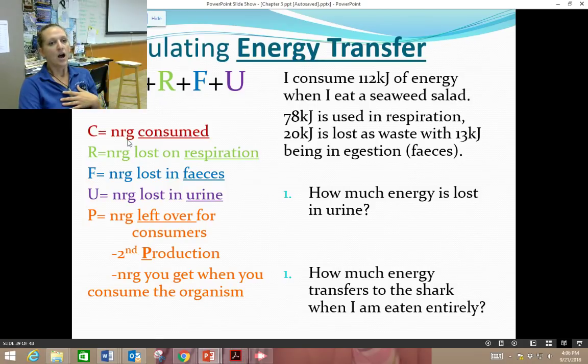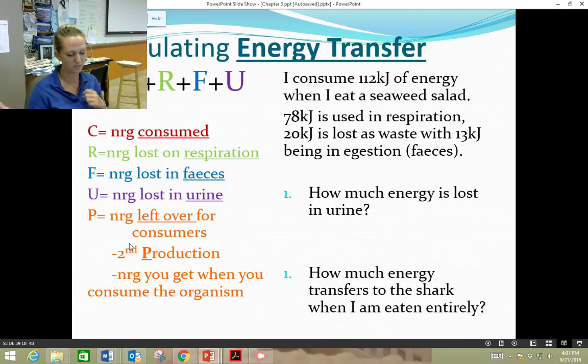Okay. Energy loss in respiration is R. Energy loss in feces or egestion is F. Energy lost in urine is U. And P is going to be left over. And typically we're solving for P. So P is going to be what I get to use to make more of myself. Okay, we can practice these in class.